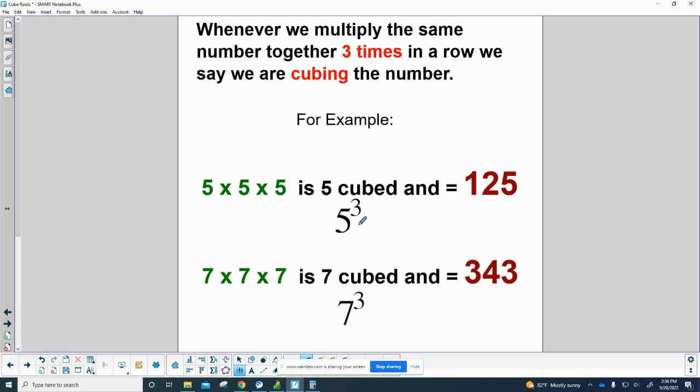Okay, how about 5 cubed? Well, 5 cubed would be 125. 7 cubed, which is 7 times 7 times 7, would be 343. So cubing a number is not much more difficult than squaring a number.